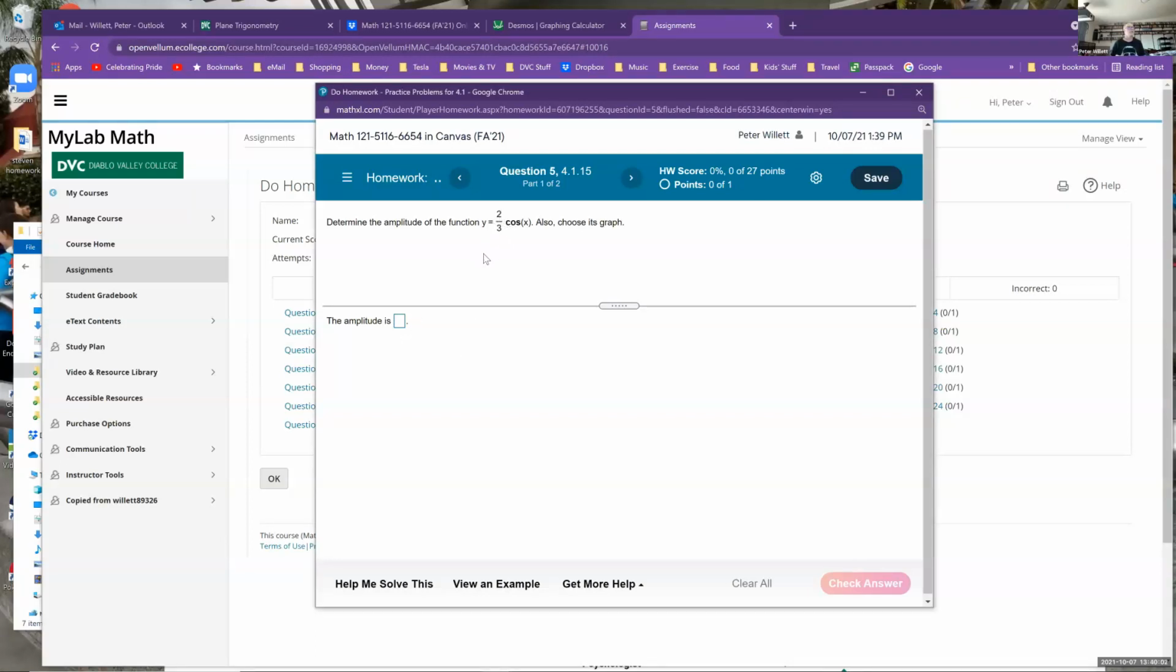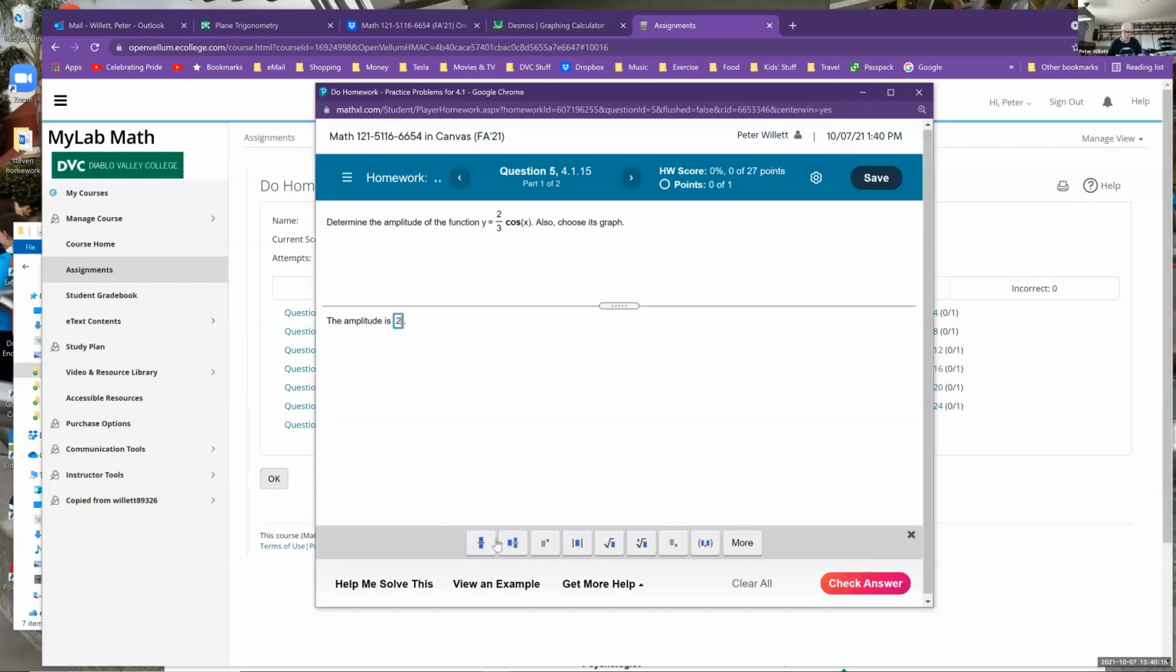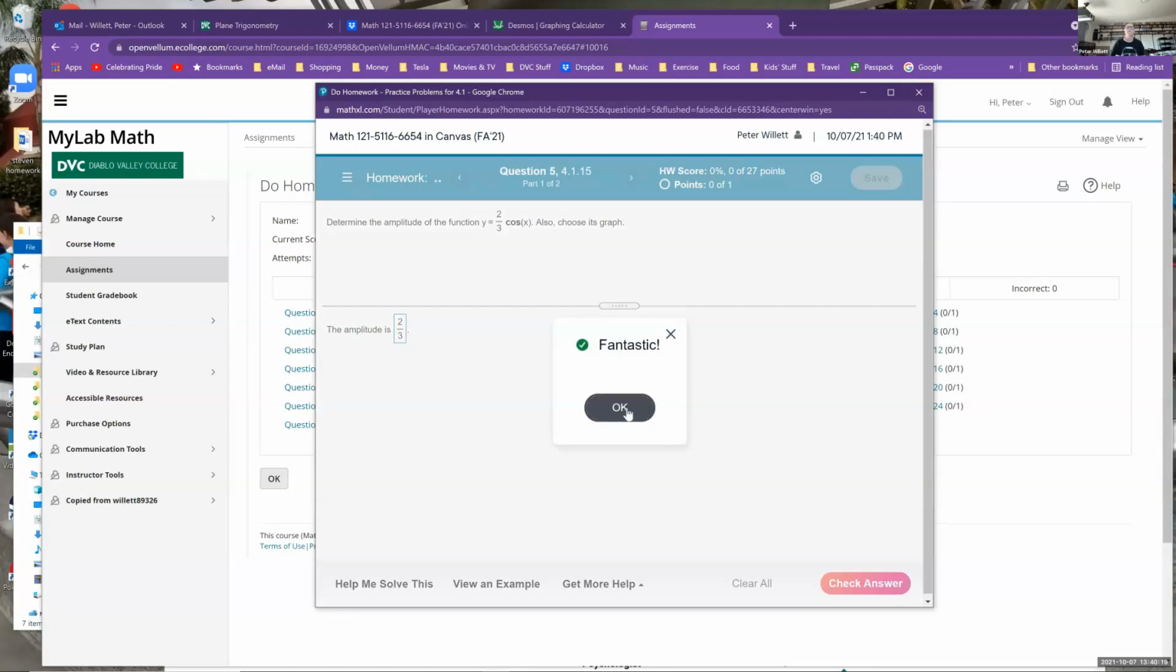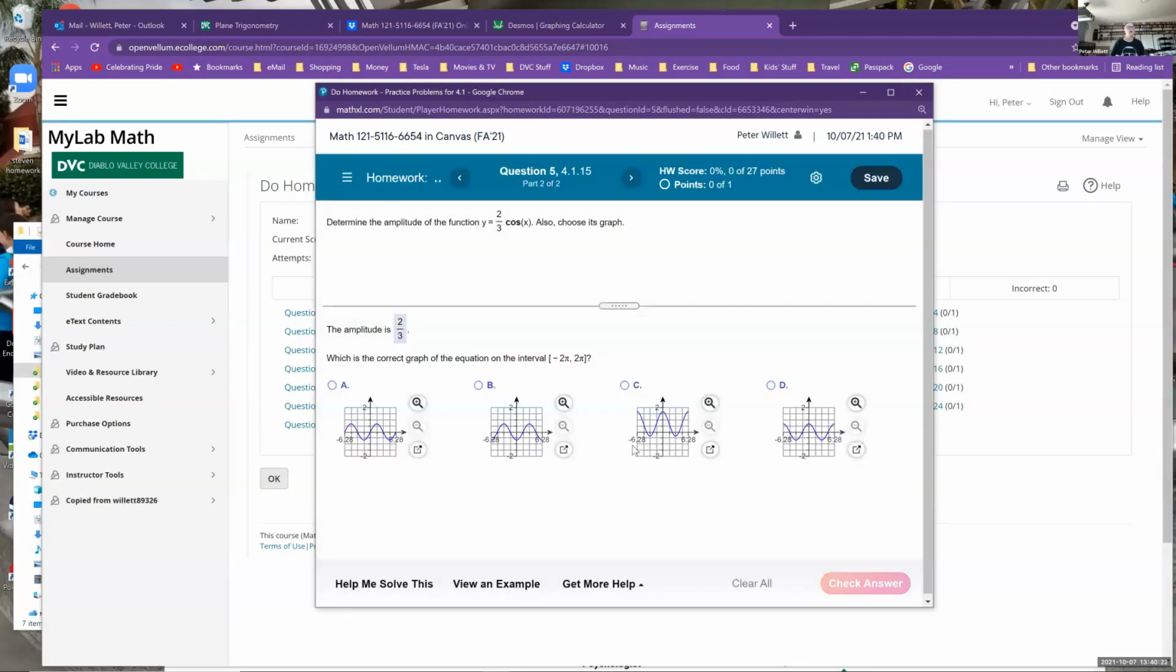So as we were seeing, yeah, and Cameron agrees that basically whatever that number is outside of the function, that's going to change the height of the bumps up and down to whatever that number is. And that is the amplitude with a positive number. So I would just put 2/3, and there you go. But then they want us to pick the graph.